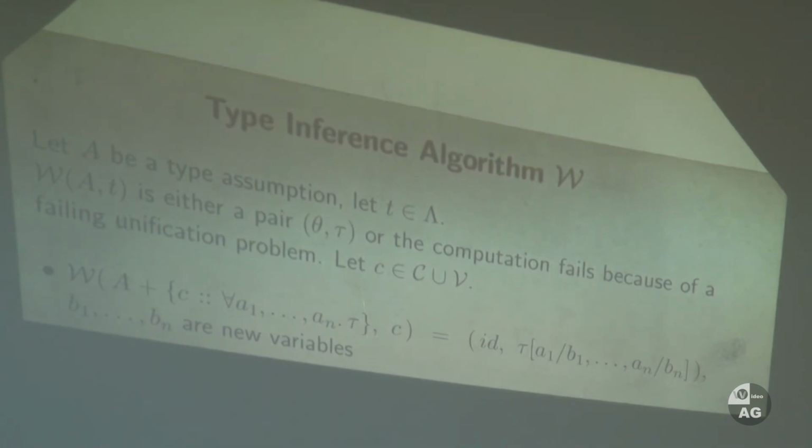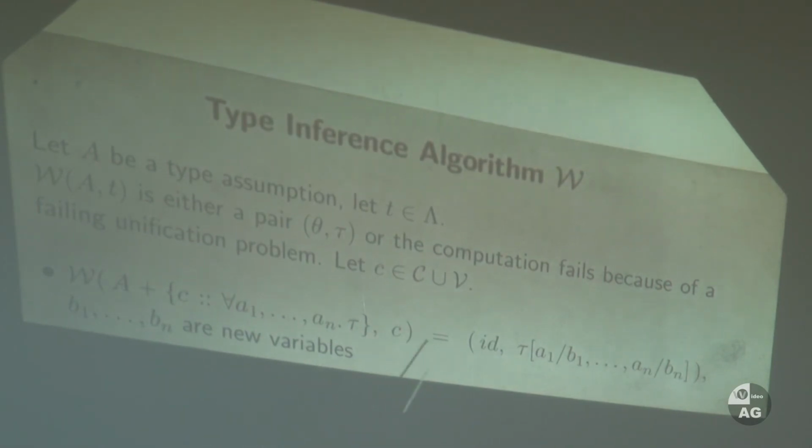So this is the case where our type assumption tells us that C has this type schema, A1 to AN dot tau. And then what is the type of C? Well, we get tau, but we have to instantiate, we have to replace A1 to AN by fresh variables. So we get tau, but A1 is replaced by a fresh variable B1, and similarly for AN. And there is no need to refine the current type assumption any further. So this is the first and easiest case of the type inference algorithm. It simply looks into the type assumption and gives back whatever the type assumption tells us.